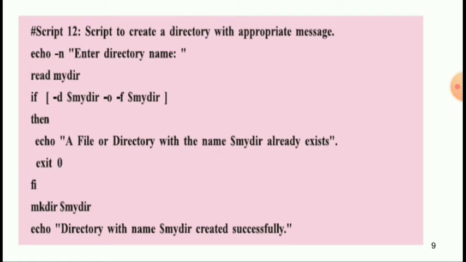So echo -n "Enter a directory name", read mydir, so that is a variable mydir, and if [ -d $mydir -o -f $mydir ], bracket over, then echo "A file or directory with the name $mydir already exists." That means the name you entered already exists in your computer as a file or directory.